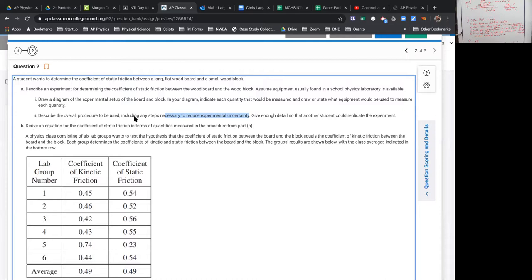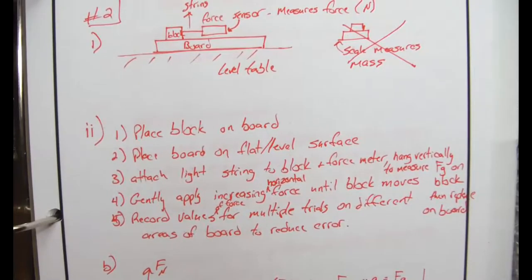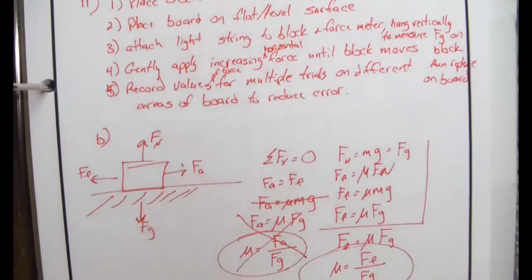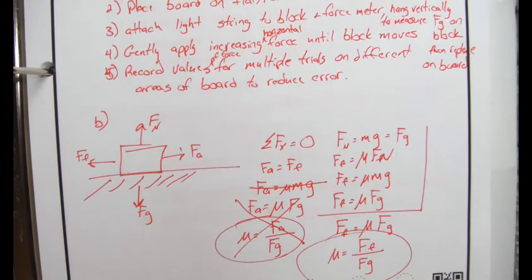This is where I had to go back and make some changes. Derive an equation for the coefficient of static friction in terms of quantities measured in the procedure from part A. All right, here's what I said. Here's my diagram, and I ended up marking some things out of here too.